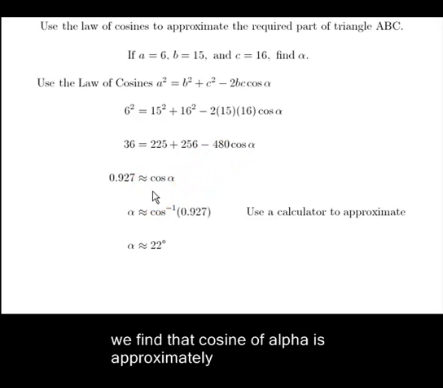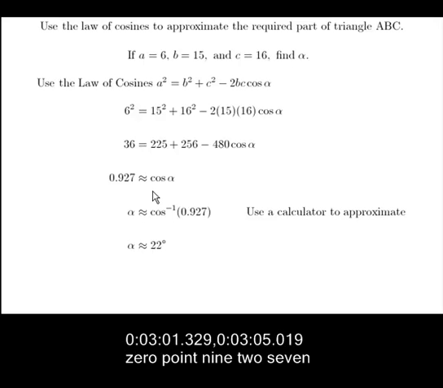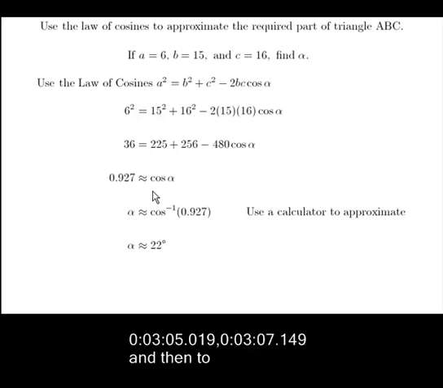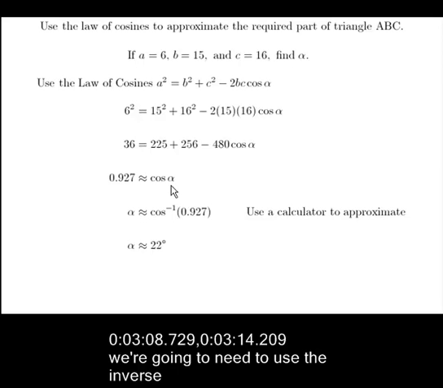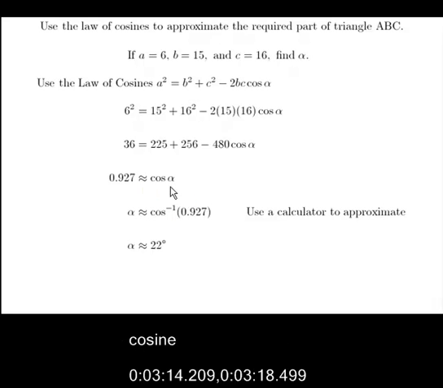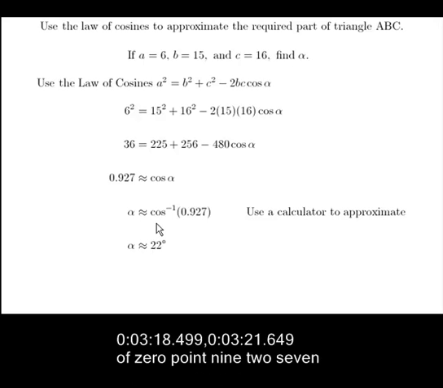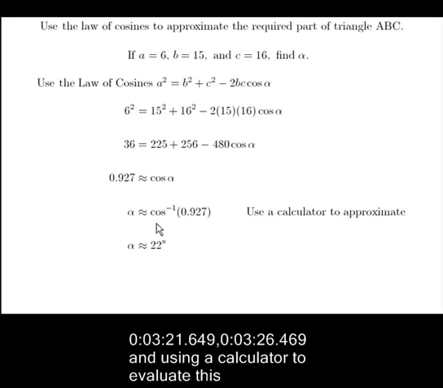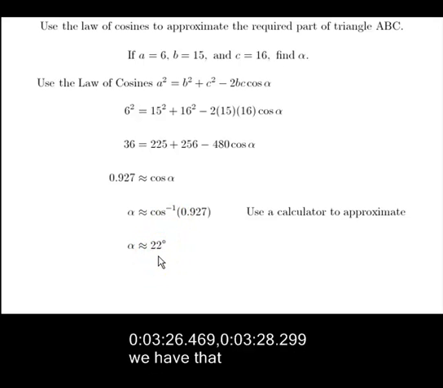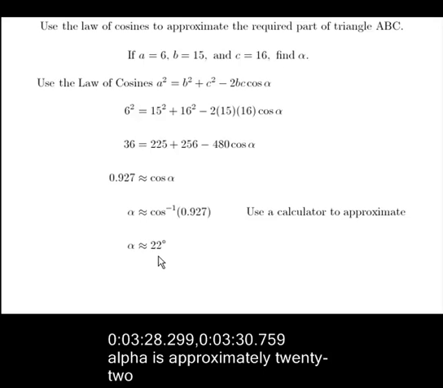we find that cosine of alpha is approximately 0.927, and then to solve for alpha, we're going to need to use the inverse cosine. So we will have alpha is approximately the inverse cosine of 0.927, and using a calculator to evaluate this, we have that alpha is approximately 22 degrees.